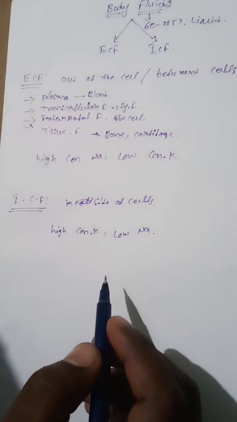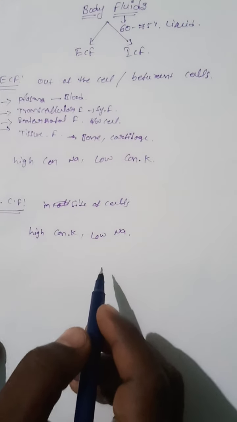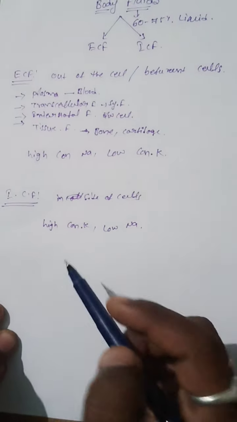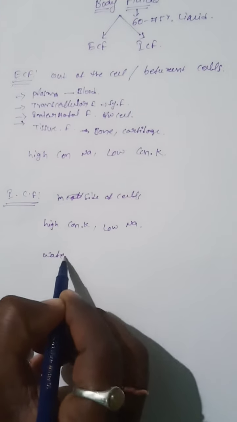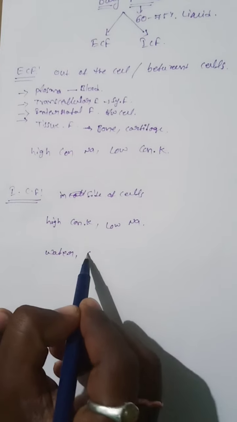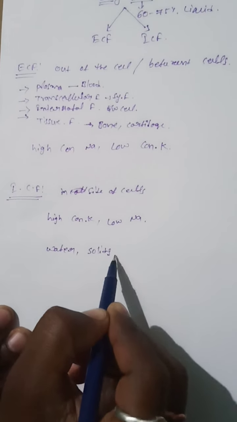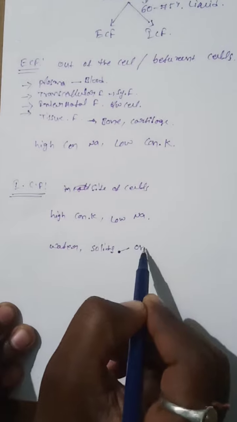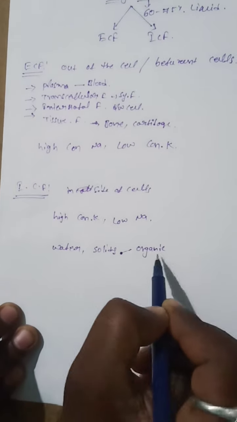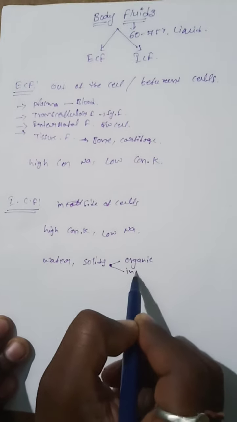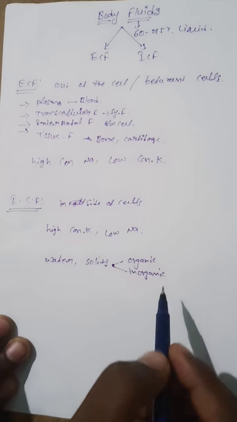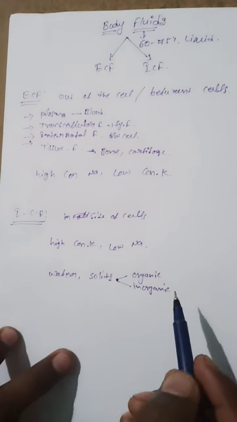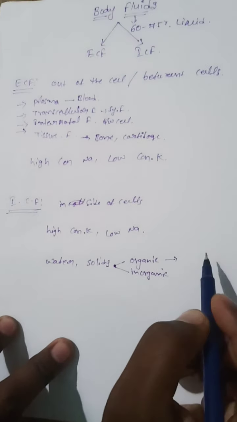These fluids contain different chemicals. So what is the composition of the fluids? The body fluids, either intracellular fluid or extracellular fluid, contain water and solids like organic substances and inorganic substances. Organic and inorganic substances are present in the intracellular and extracellular fluid. So what are the organic substances?